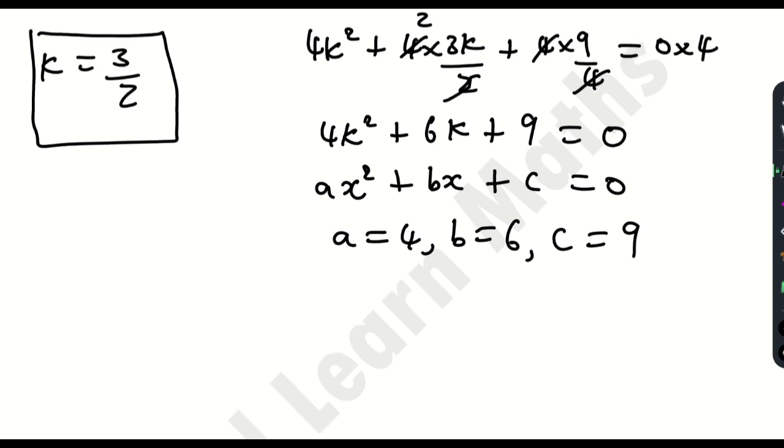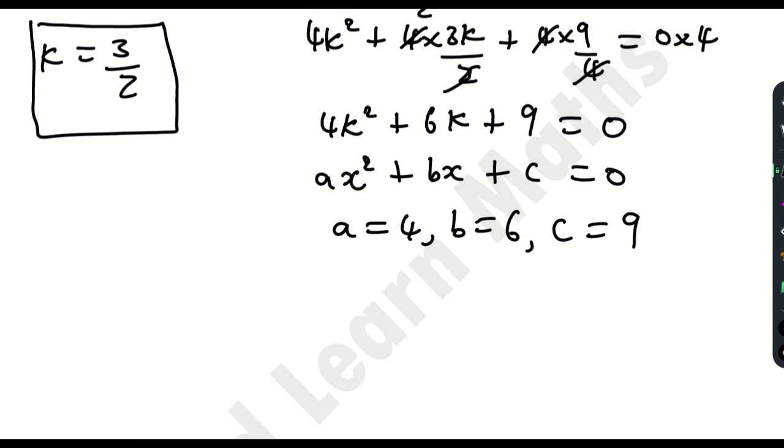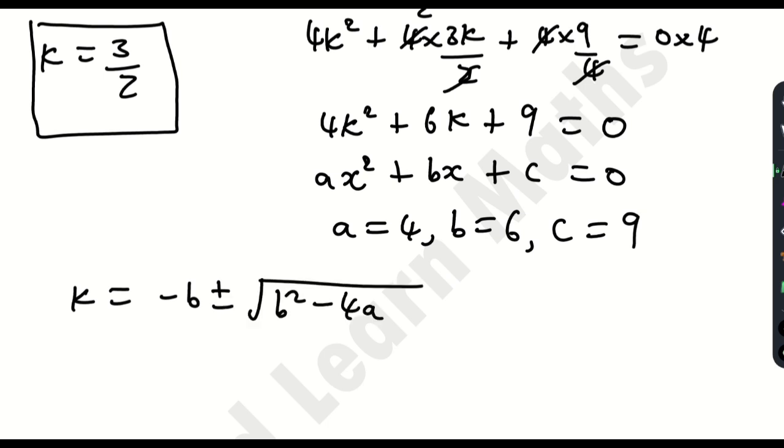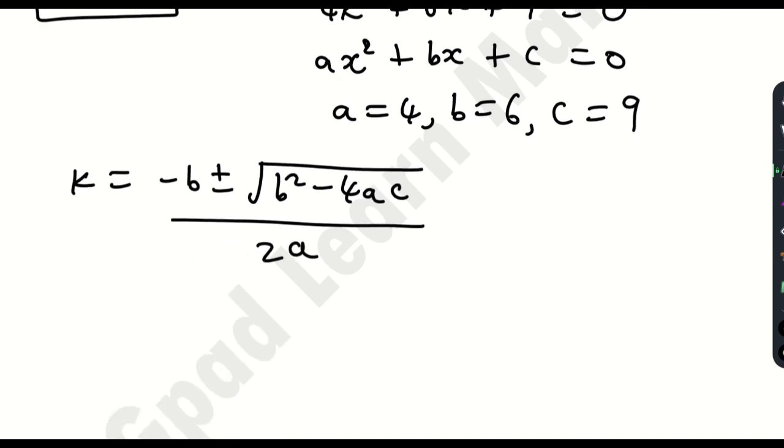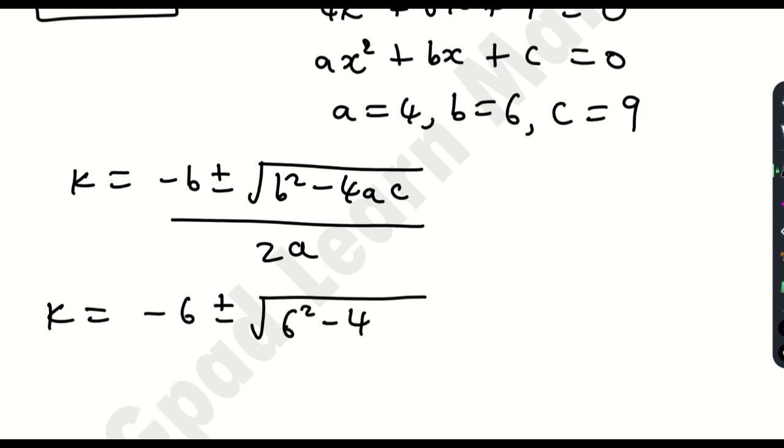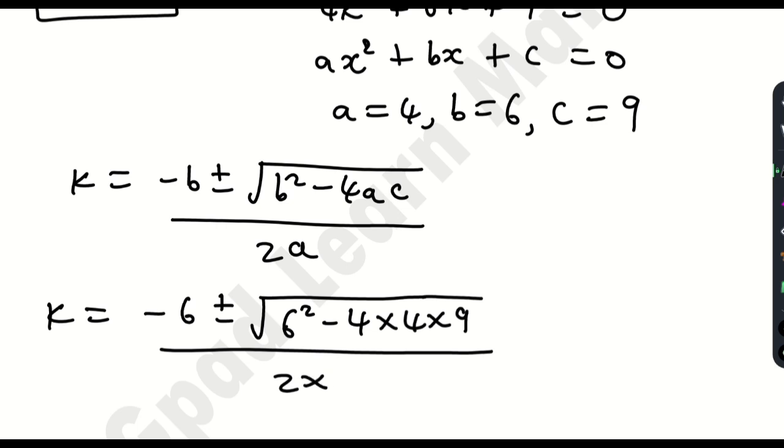So let's plug this into the quadratic formula, which is what? k is equal to minus b plus or minus the square root of what? b squared minus 4ac all over 2a. So moving on, I'm going to have what? k is equal to, what is b? b is 6. So that's negative 6 plus or minus the square root of b squared, which is 6 squared, minus 4ac. a is 4 and c is 9. So times 4 times 9 all over 2a. What is a? a is 4.